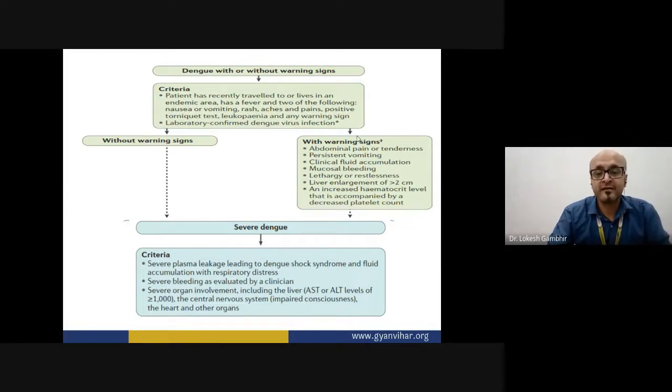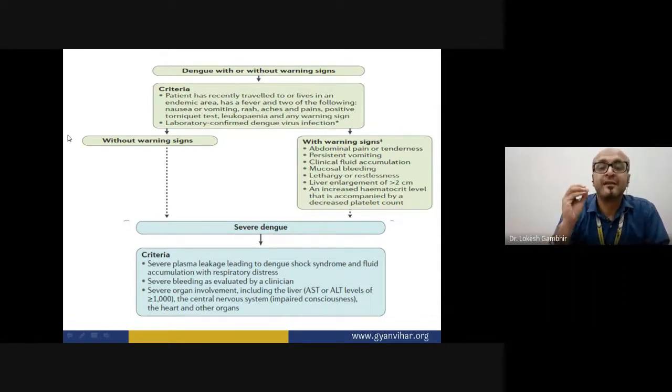Warning signs: the patient will have abdominal pain, fluid accumulation, mucosal bleeding, and liver enlargement, greater than 2 centimeters. So all these signs listed here, including persistent vomiting, give you a clear-cut indication that yes, the patient might be affected by dengue virus. And if not treated, if not clinically managed, it can lead to severe dengue. What severe dengue is will come in just a fraction of a minute. But what are the without warning signs?